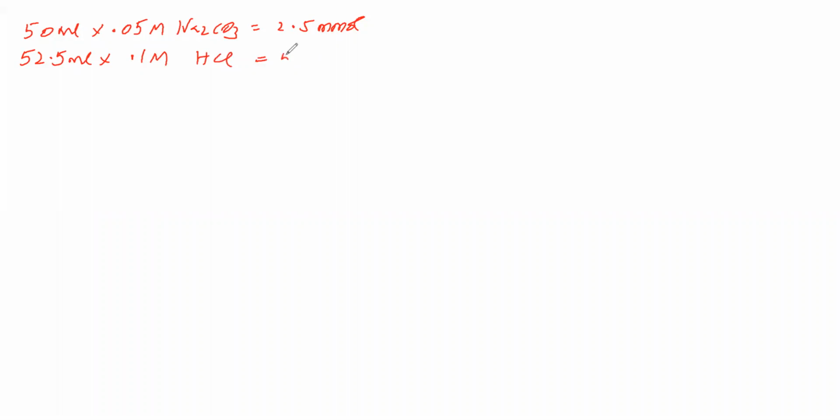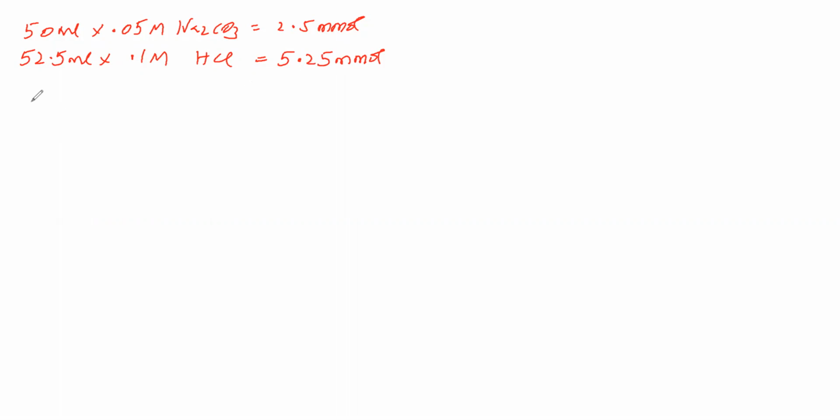Initially we took 50 ml of 0.05 molar sodium carbonate solution, which contains 2.5 millimoles of sodium carbonate. So far we added 52.5 ml of HCl with concentration 0.1 molar. This contains 5.25 millimoles of HCl. Now, due to the addition of HCl, what reaction takes place? That equation we will write.